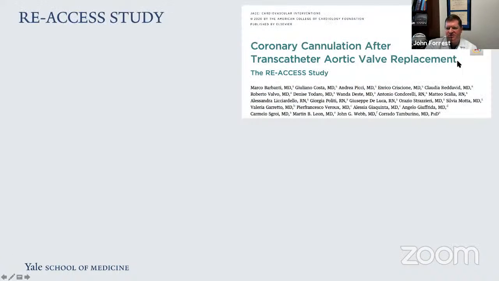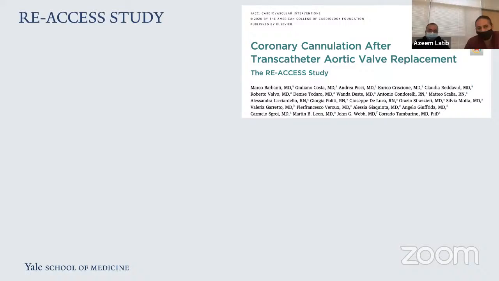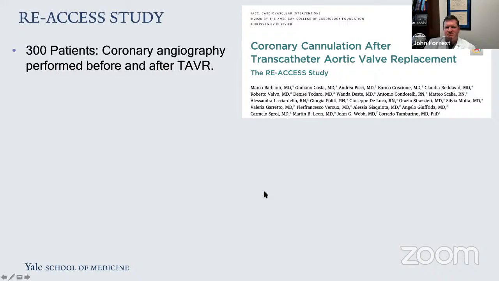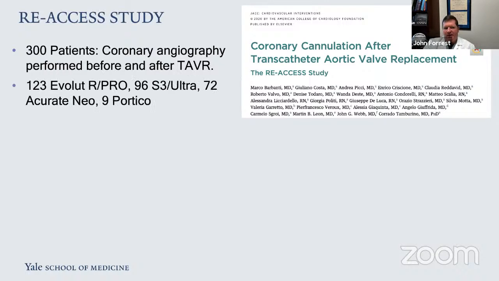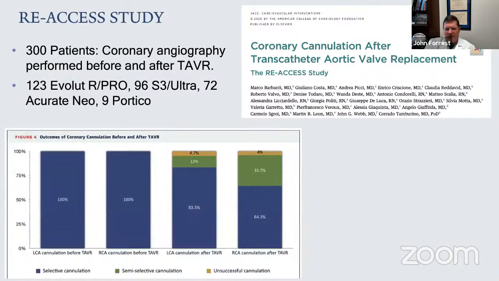So this is a recent study. I'm not sure if it's out yet or if it's just e-published right now, but this was the REACCESS study that recently came out, a really interesting study. They took 300 patients, and at the time of the TAVR, they engaged the coronaries, did the TAVR, and then engaged the coronaries afterwards. Of the 300 patients, about 123 were undergoing Evolut, 96 were undergoing SAPIEN 3 or SAPIEN 3 Ultra, 72 ACURATE neo, and a handful of Portico valves.